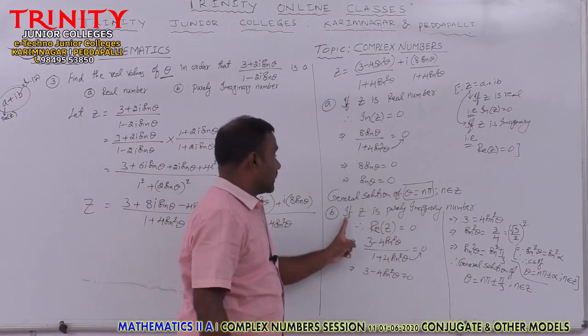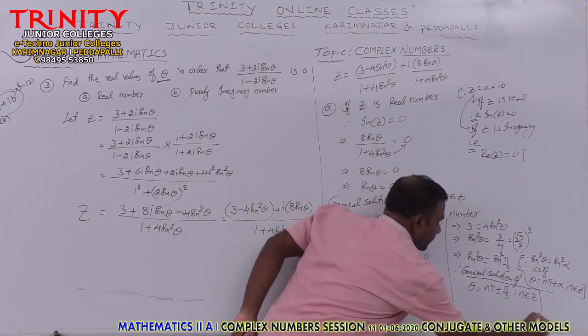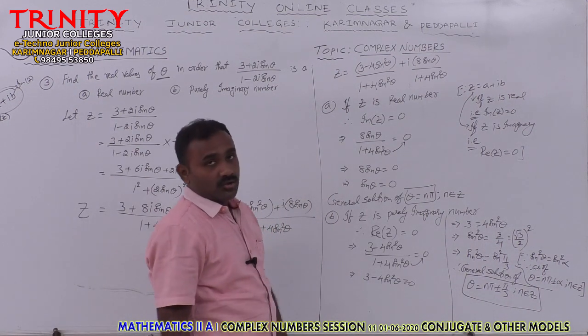If z is a purely imaginary number, then theta value is nπ ± π/3, where n belongs to Z.